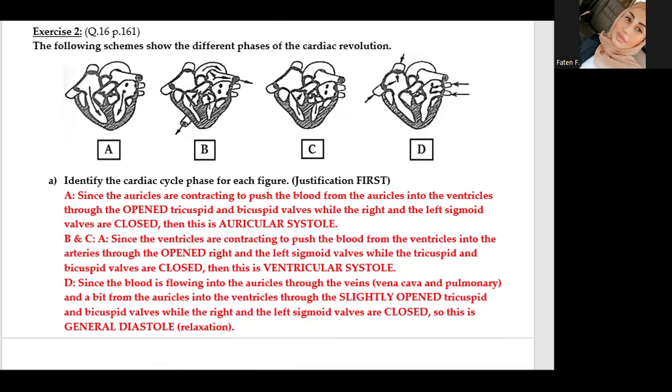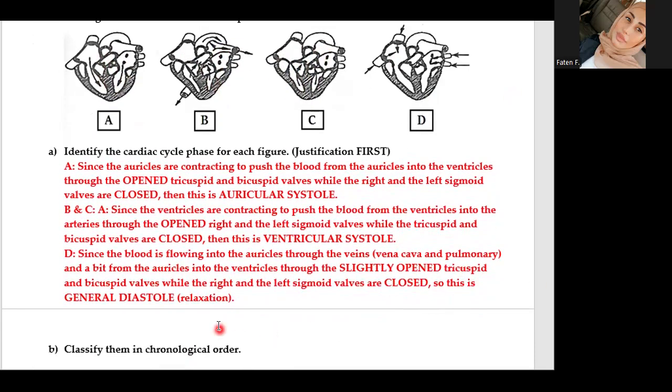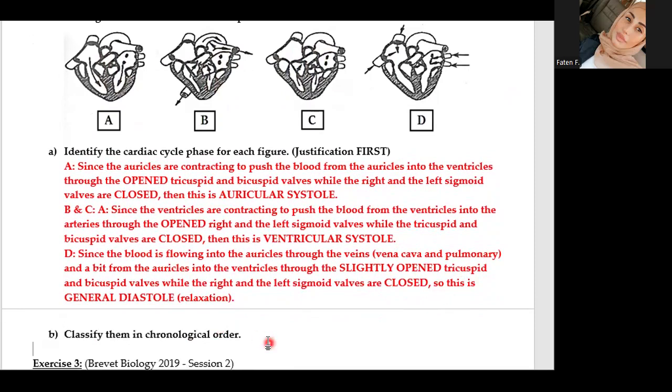Okay, let's put them in the right order. Of course, the cycle starts with auricular systole, then we have ventricular systole, here we have two. C is before B, because here you saw the blood didn't reach the arteries yet, but here it reached the artery. And the last thing we have is general diastole. So if we want to classify them in order, we put A, C, B, then finally we have D.